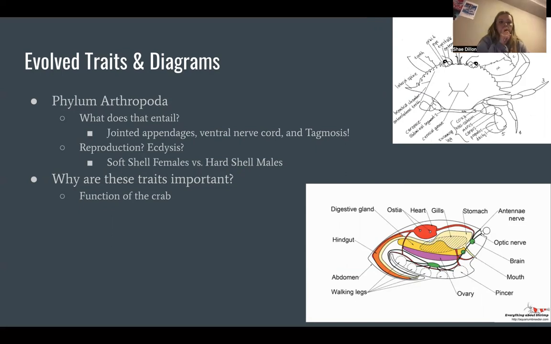And then reproduction, which also goes into ecdysis, which is the process of molting. Molting is getting from a soft shell to a hard shell, and pretty much shedding is a similar way to think of it. So females only do it once, and males can actually do it multiple times.